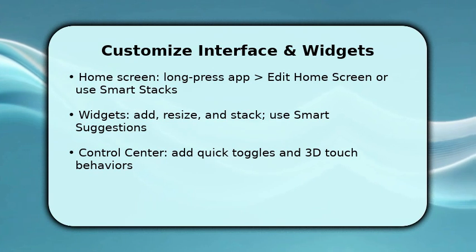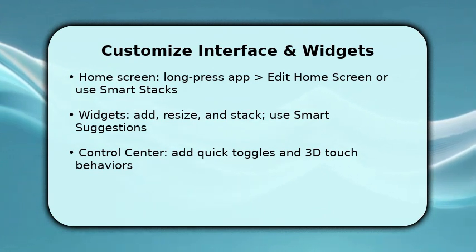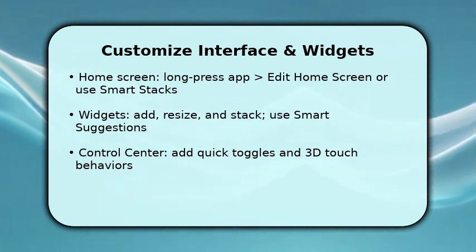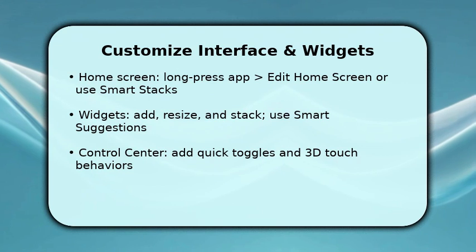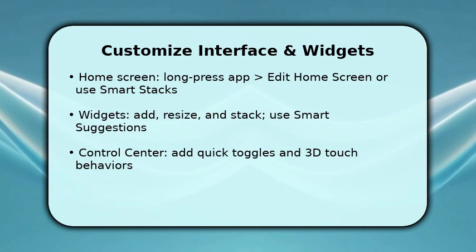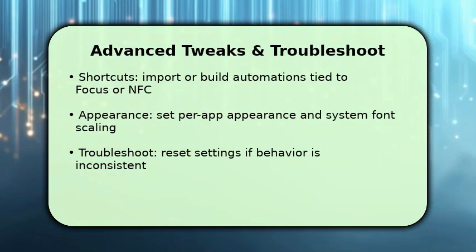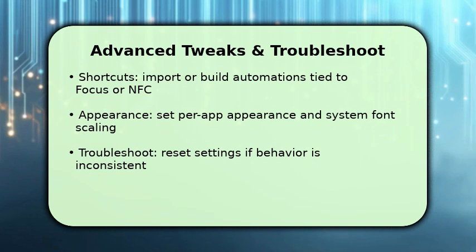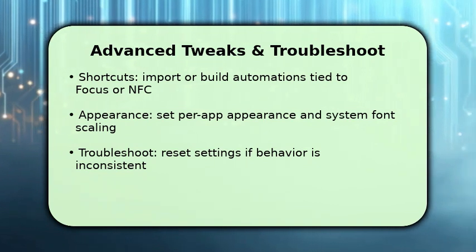Next, open Control Center and add toggles like Focus, Low Power, and Home controls. This gives instant access to the features you use most. Finish by building shortcuts automations that run on schedule, location, or NFC tags. Bind them to focus modes for context-aware behavior.